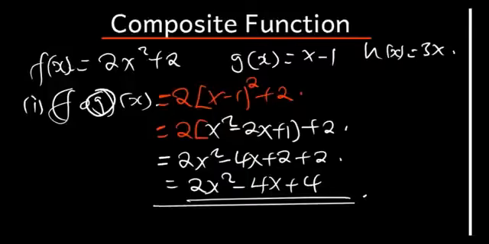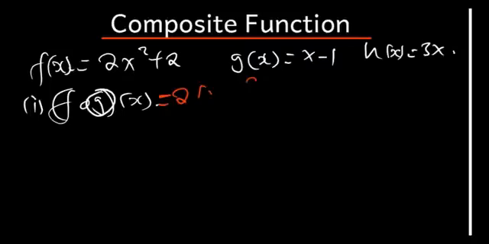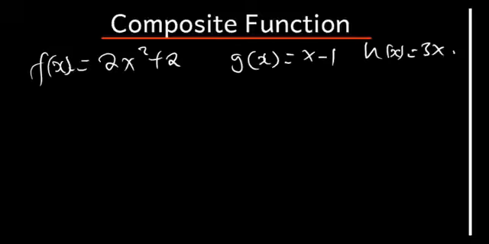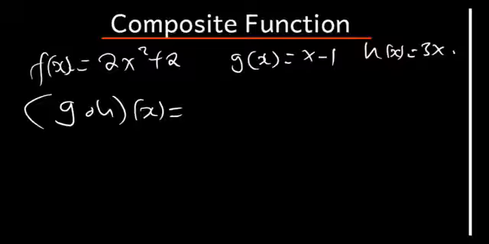Okay, that is part 1. Now let's say maybe they ask us to find g of h of x. What it means is that in the function g, where there is x, we need to put the function h. The function g is just x minus 1. So where there is x, we are going to put 3x, because 3x is the function h. So it's going to be 3x minus 1. I can't simplify this, so it's going to end there.